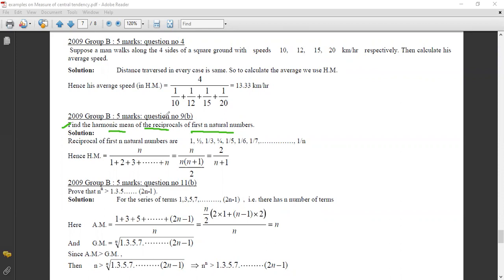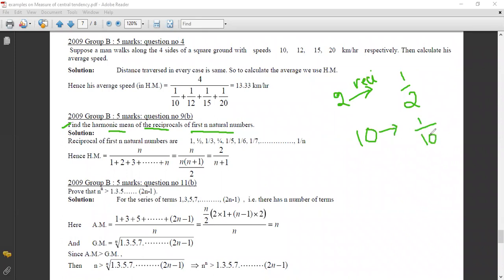Okay, so we have to find the harmonic mean of the reciprocals. Reciprocal means 1 by. For example, the reciprocal of 2 is 1 by 2. Similarly, what is the reciprocal of 10? 1 by 10.